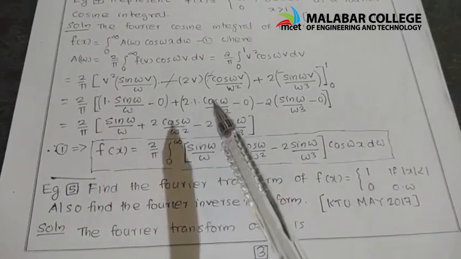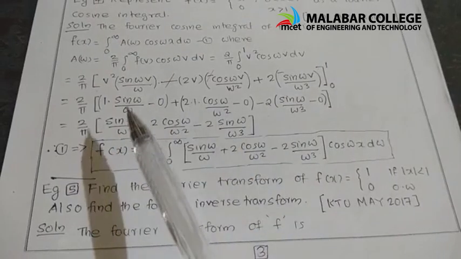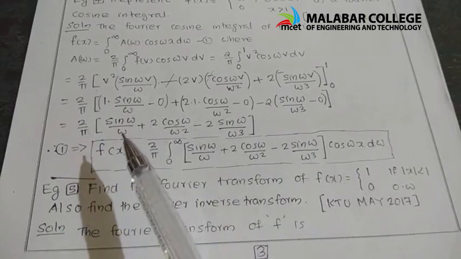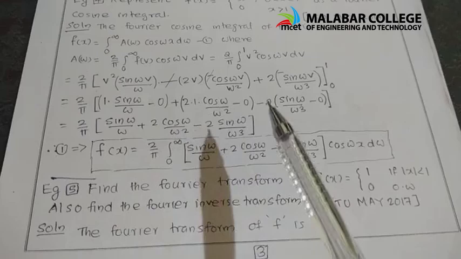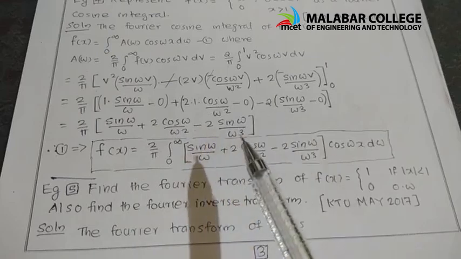First one is this one, second one is this one, third one is this one. This I am rewriting like this. This one is sin omega by omega. This one is 2 cos omega by omega square. Third one is minus 2 sin omega by omega cube.